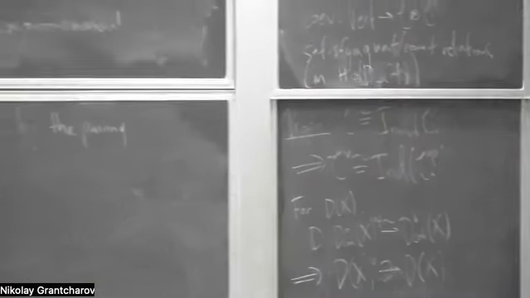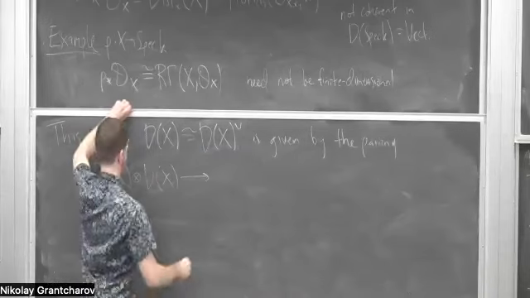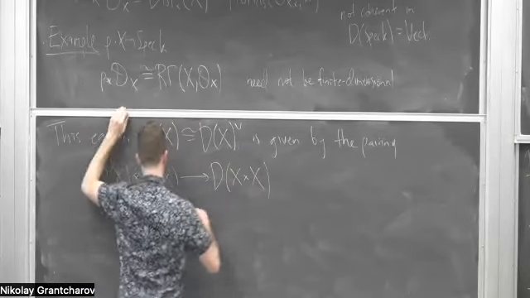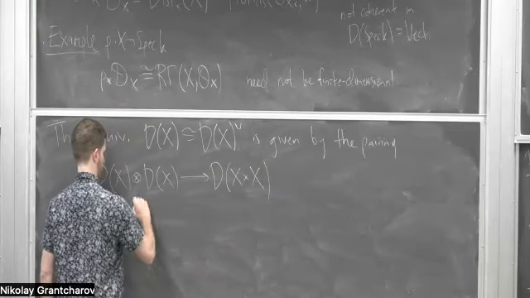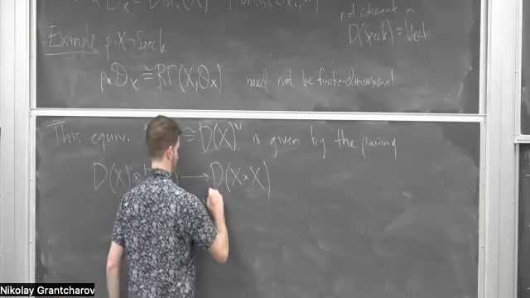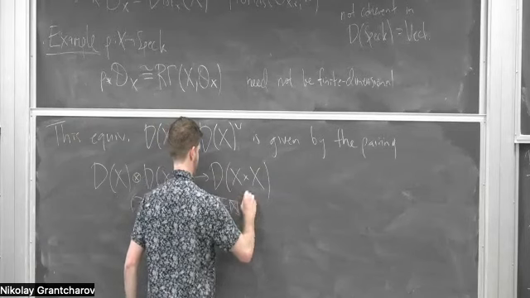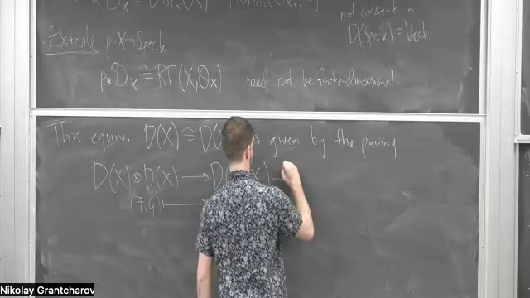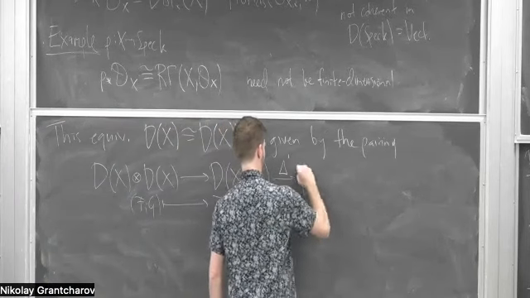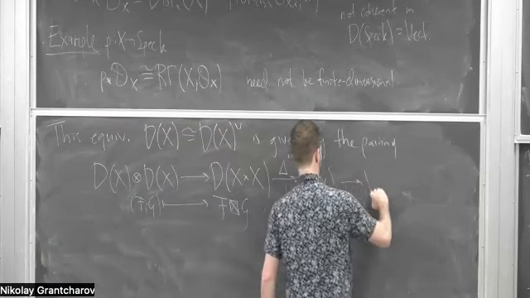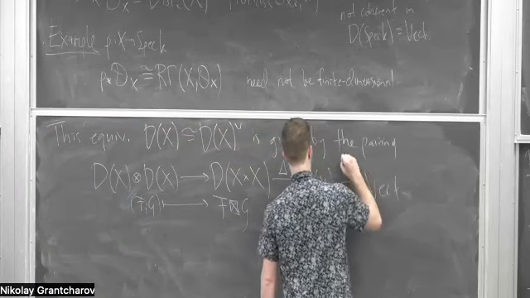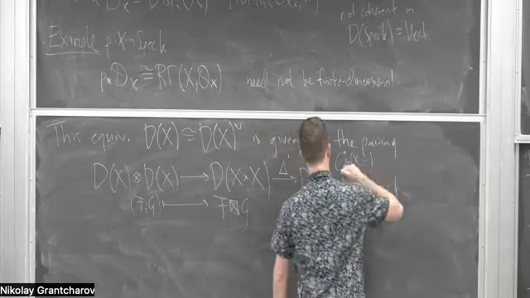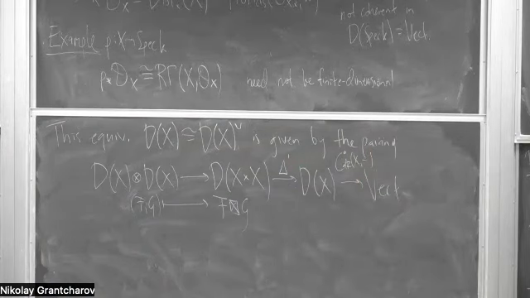So this pairing is given by the following operation. First of all, I send F, G to the external product. Then I restrict to the diagonal. And then I take derived global sections. In other words, direct image to a point.